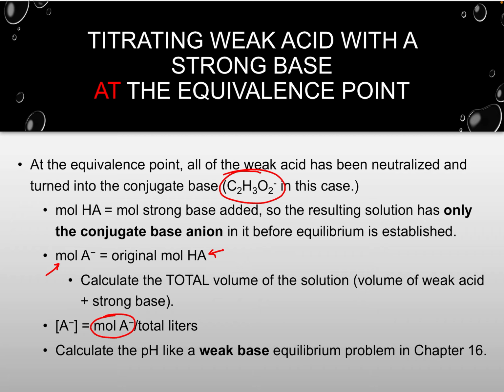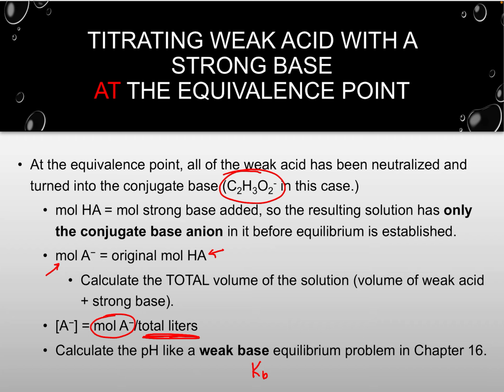So you'll take your moles of your weak base divided by your total liters, and then you will do a weak base equilibrium problem just like you did in chapter 16. Most times at the equivalence point, you started with an acid and you ended up with a weak base, or vice versa. But the point is that you started with Ka for this weak acid, and for this you will need Kb, so just be careful there.